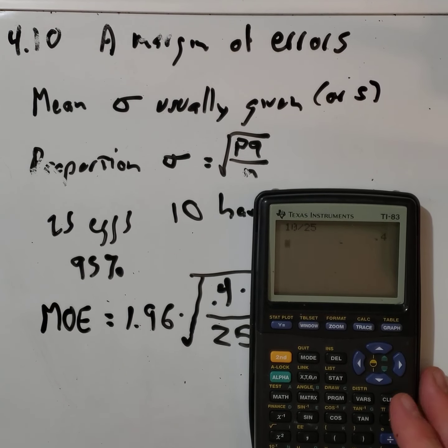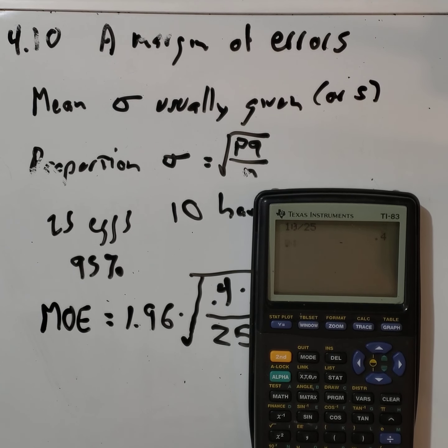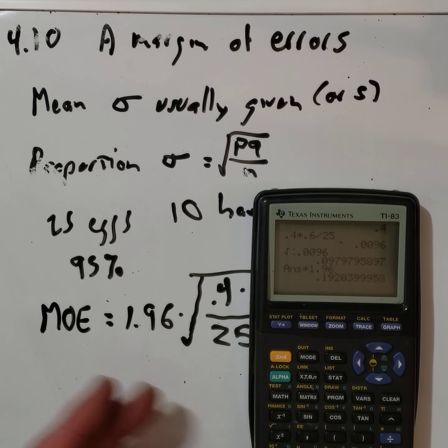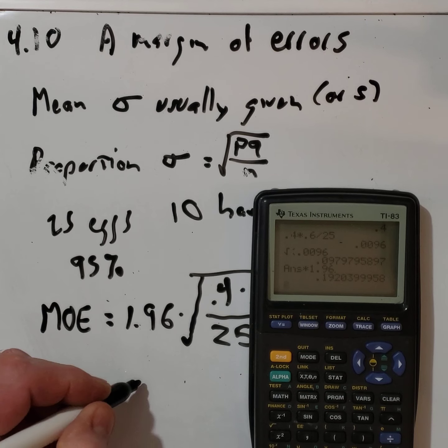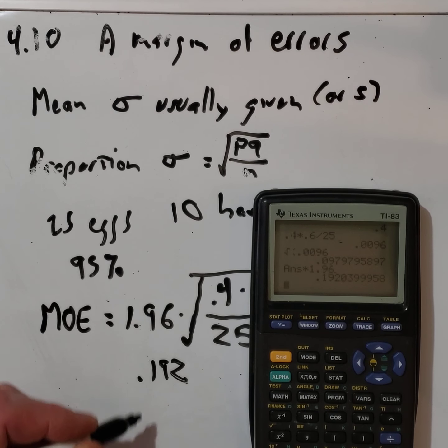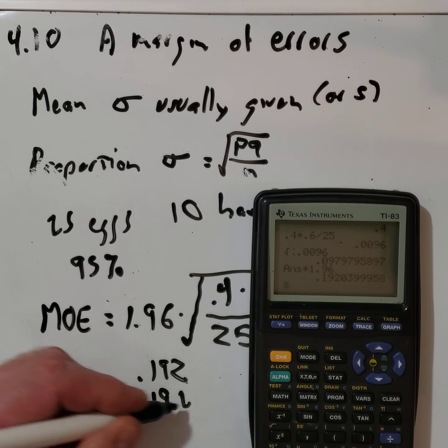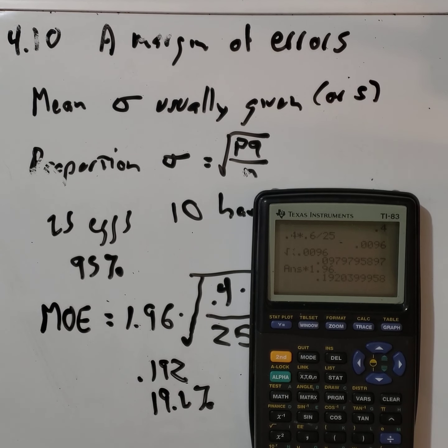To put it into the calculator is easy. I suggest this process: 0.4 times 0.6 divided by 25. Put that in the calculator, and then do the square root of 0.0096, and then multiply that by 1.96. And we get a margin of error of 0.192. Now that's actually 19.2%. That's a really wide margin of error if we're talking about proportions. That's just under 20%.